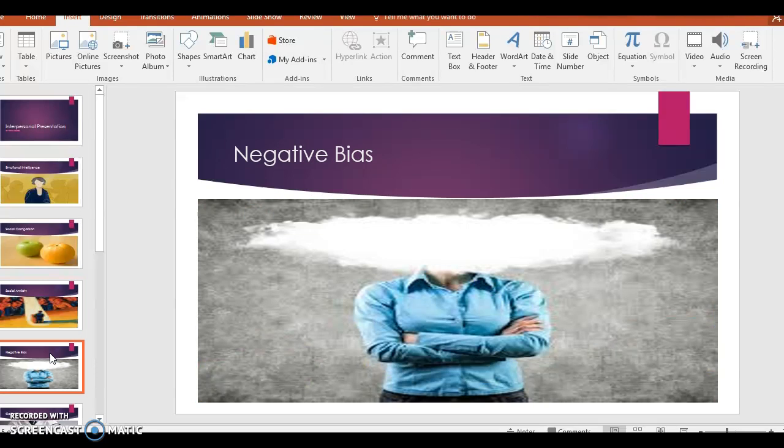Negative bias. Negative bias is when you use the negative attributes of a person when you're making a perception about them. I tend to do this quite frequently. I wish it was something that I didn't do, and I'm working on it. But I tend to focus on the negative attributes that I see in people when I first meet them.